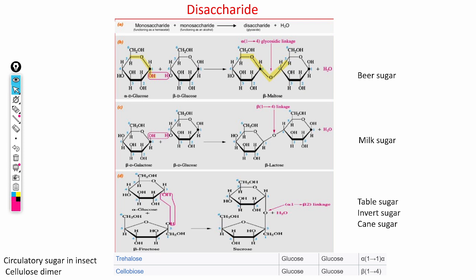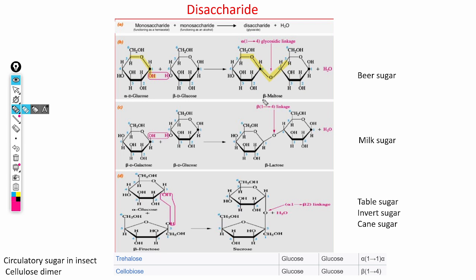Hello everyone. In the previous slide we studied the monosaccharide, and today we will study the disaccharide and the polysaccharide. So first of all, what is the disaccharide? Disaccharide means when two monosaccharides are joined together, then the disaccharide is formed.